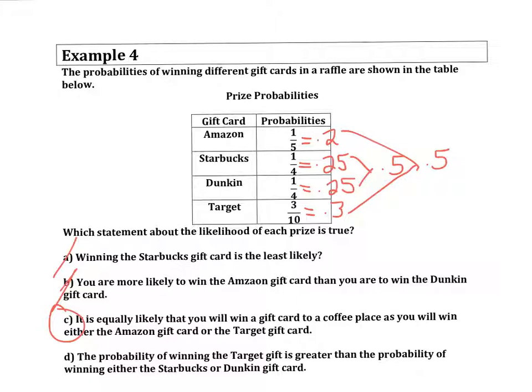D says the probability of winning the Target gift is greater than the probability of winning either Starbucks or Dunkin'. Well, if we take Starbucks and Dunkin' into consideration, we already found them to be 50%. Target is only 30%, so that's not greater. So we would say 0.3 is less than 0.25 plus 0.25. So this is a false statement. And so we see that C was our only correct choice.